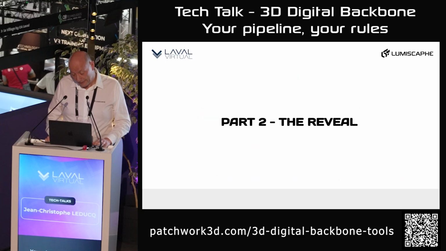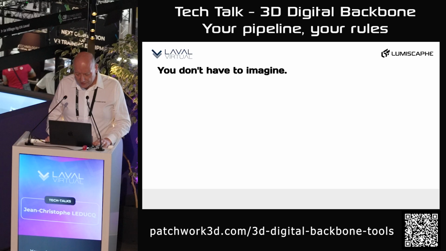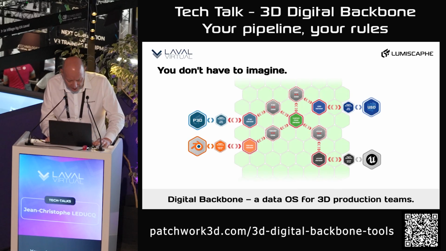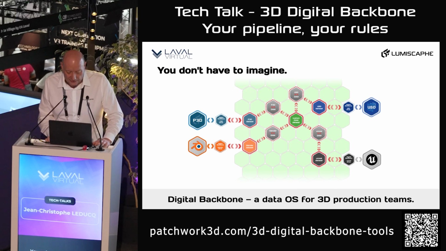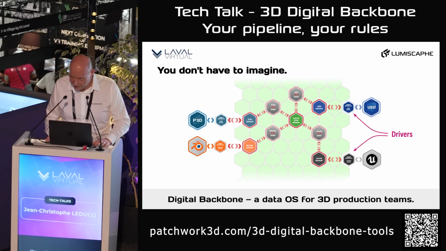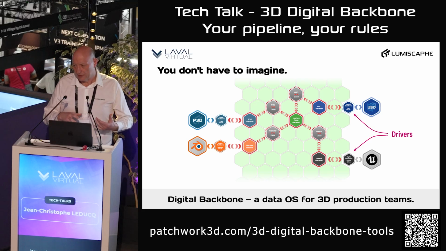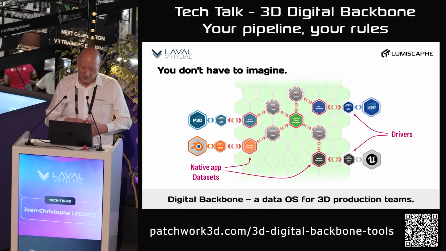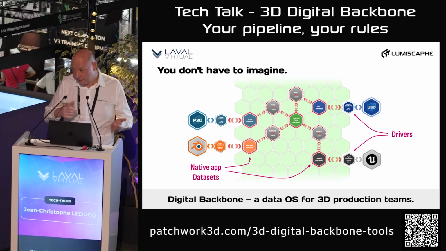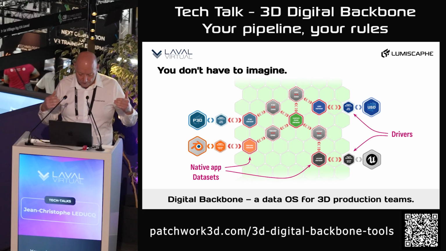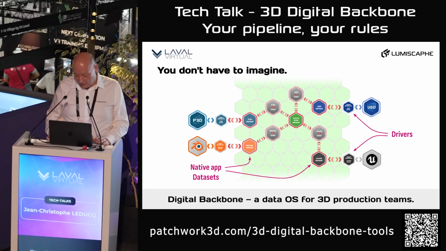You don't have to imagine it anymore, because we made the digital backbone. Basically, the digital backbone is a data OS built for 3D product teams to solve all these problems. You have drivers that connect, let's say, Unreal, OpenUSD, or Blender to the digital backbone. You have a native representation of all the information in the digital backbone, and you can access it simply. It's not easy to access legacy software information natively, because it's enclosed in a silo, it's a black box, so it's locked. So here we unlock that.